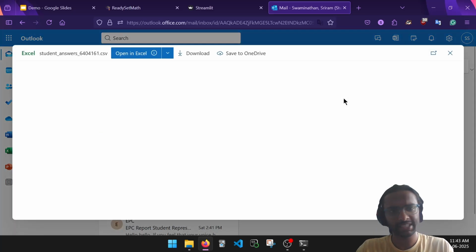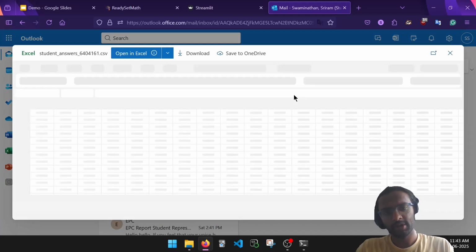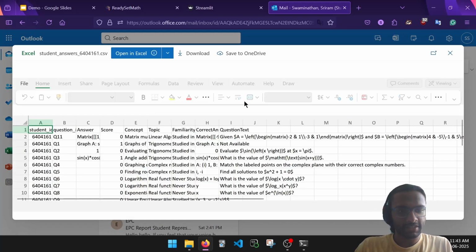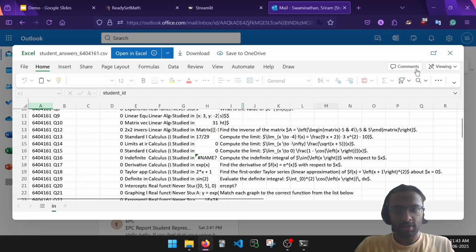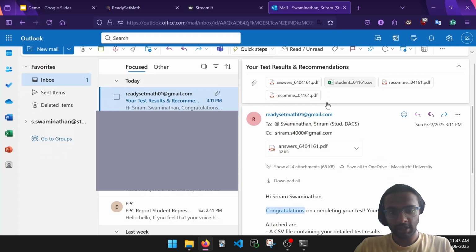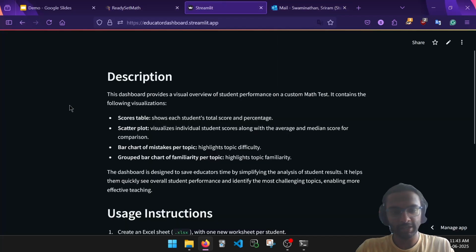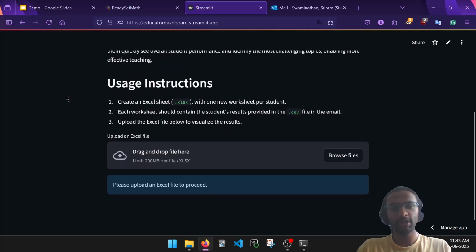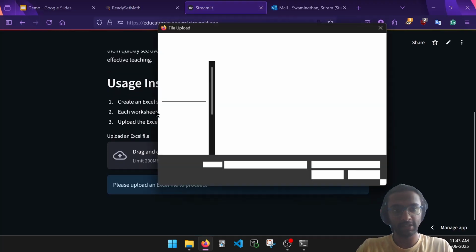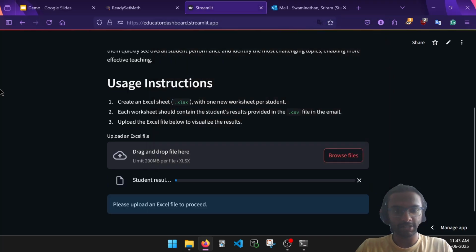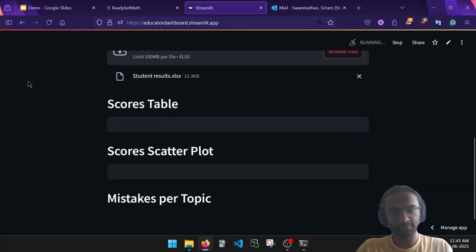I also see this CSV file. But who is this for? This is really for the teacher. We also built a dashboard for the teacher, where all they need to do is collect all these CSV files, one per student, put them in one Excel sheet, and upload this here. And they're greeted with some visuals.